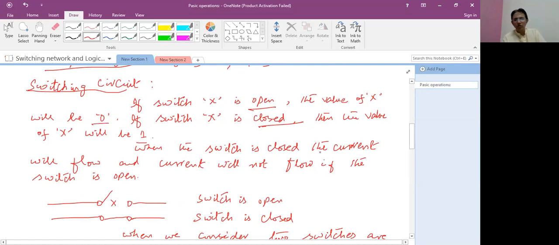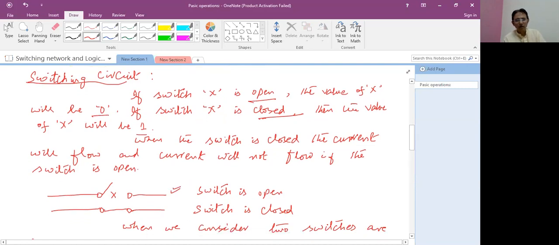So when the switch is closed, the current will flow, and the current will not flow if the switch is open. When the switch is closed, the current will flow. And the current will not flow, it means the switch is open. So when the switch is open, we draw a diagram. This diagram represents the switch open, and when the switch is closed, we form another diagram.